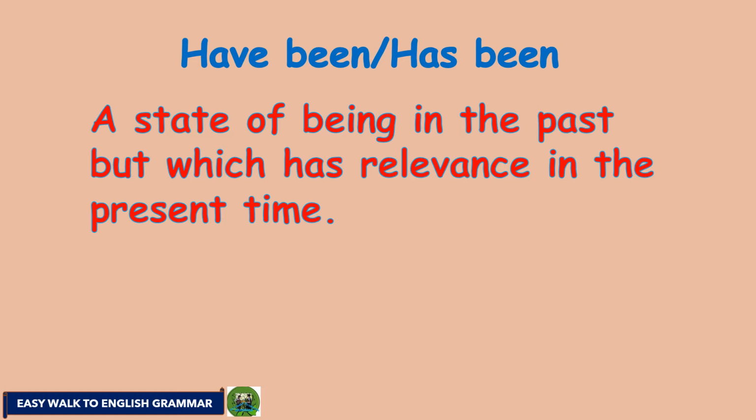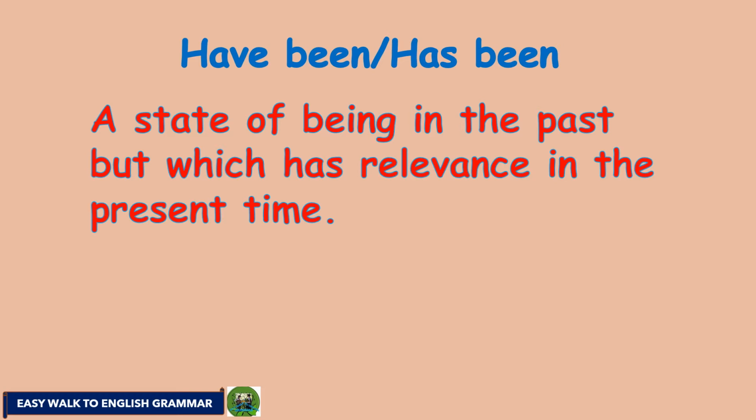Dear viewers, if you would like to know more about state of being, you need to watch two more videos in this channel, Easy Walk to English Grammar. They are uses of be in English. That is one of the videos. And the other is main verb and auxiliary verb. If you watch both these videos, you will understand this matter rather clearly.